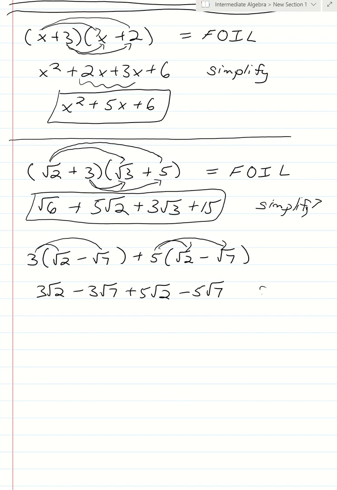As always, once again, we ask ourselves, can we in fact simplify this answer? And so let's see, we have a square root of 2 and a square root of 2. Those are like terms. So let's combine them by adding the 3 with the 5, and that would give us an 8 square root of 2. We then have a square root of 7 here and a square root of 7 here. These are also considered like terms, which means we have to take the negative 3 and subtract 5, and that would give us a negative 8 square root of 7.